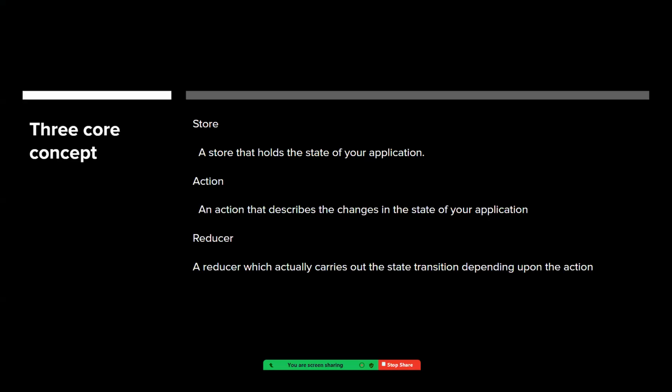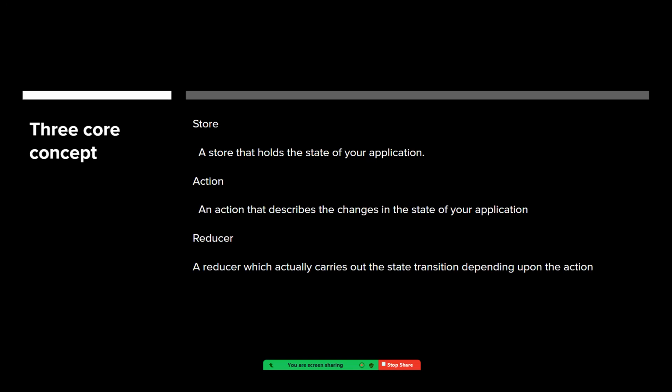Okay, in Redux there are three core concepts which you should master. The first one, and one of the most important things, is called the store. A store is also called a global object or global state object. The store holds the whole state of your application.